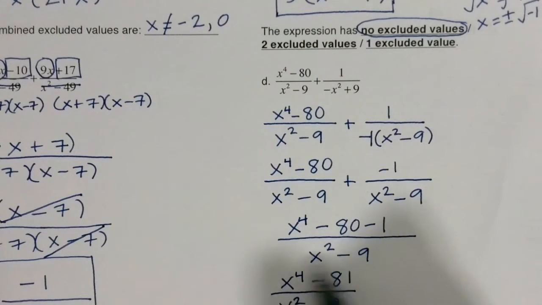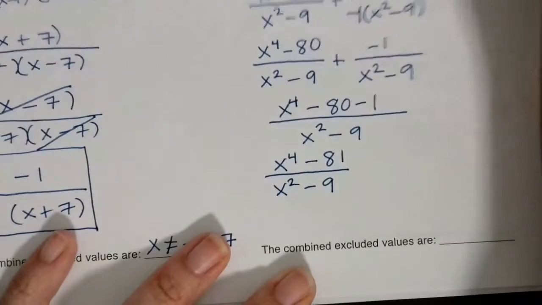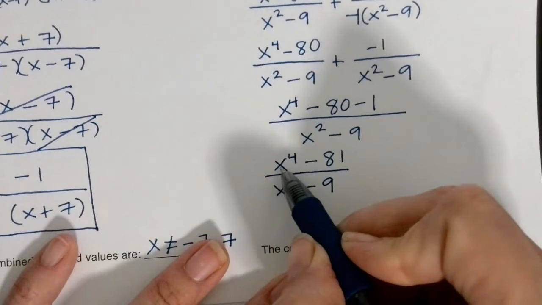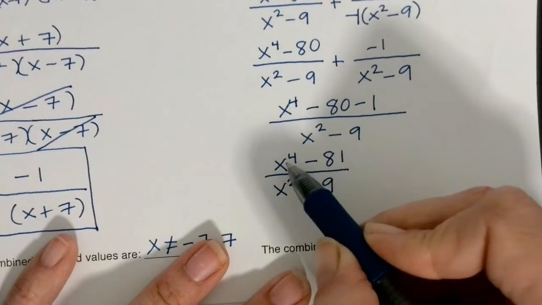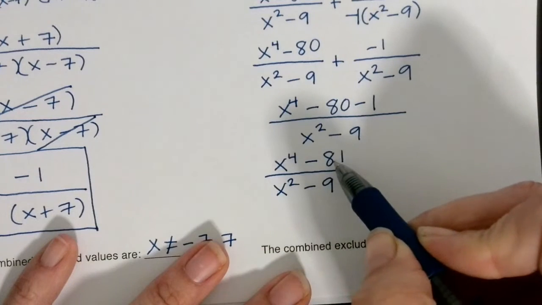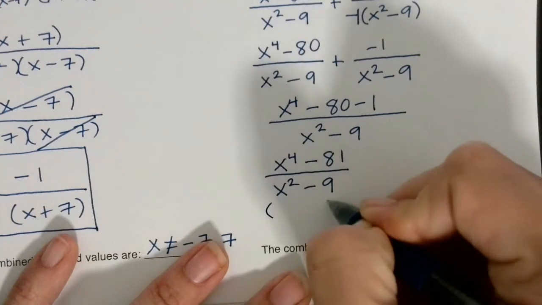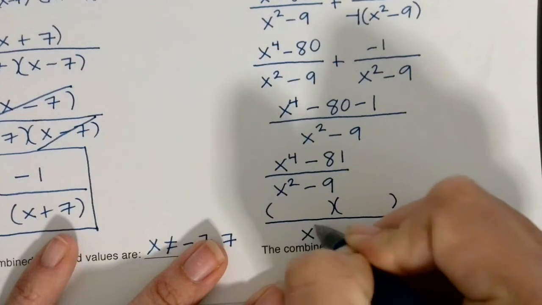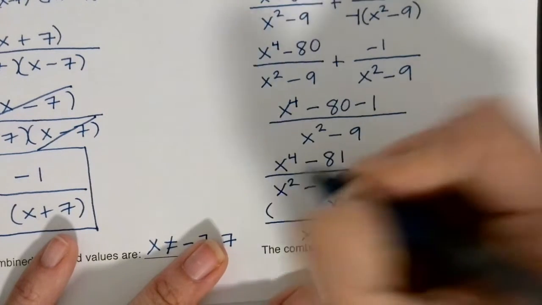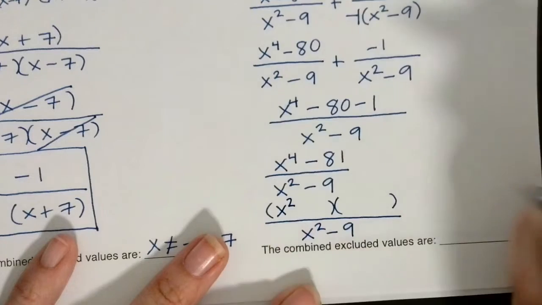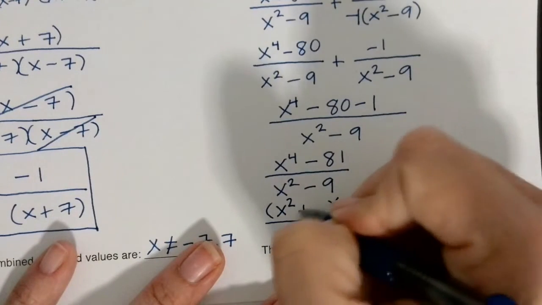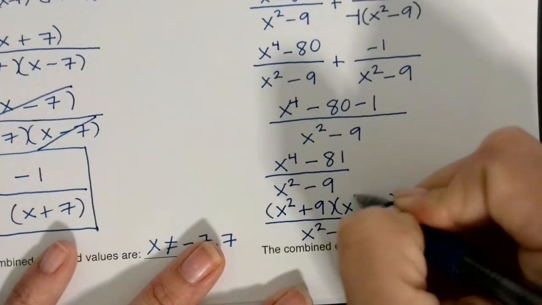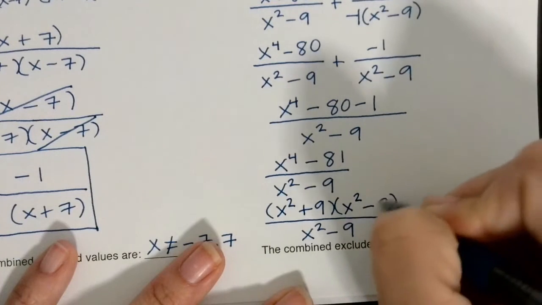Do you guys notice this as a difference of squares in the numerator right here? So x squared times x squared is x to the fourth, and 9 times 9 is 81. So I'm going to use the difference of squares pattern there. And I haven't factored the denominator yet because I know where this problem is going, but if you did, it would still work out for you. You just would factor the numerator as well.